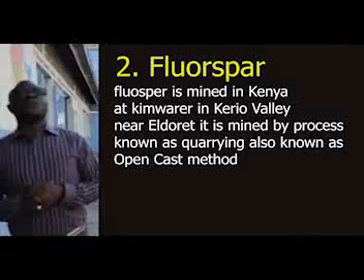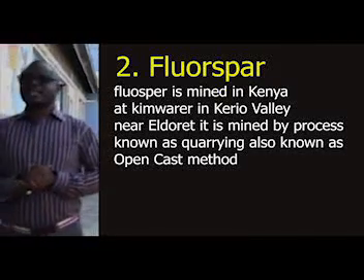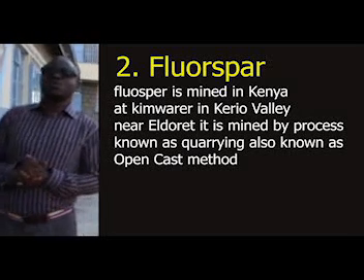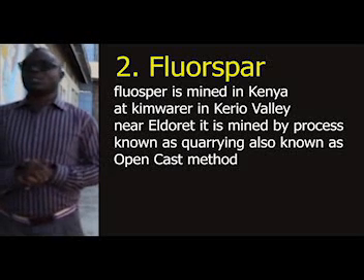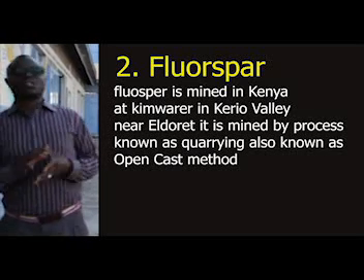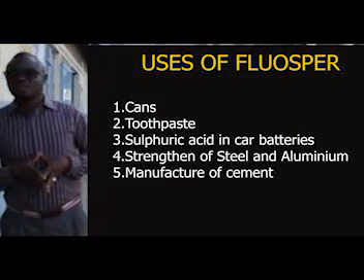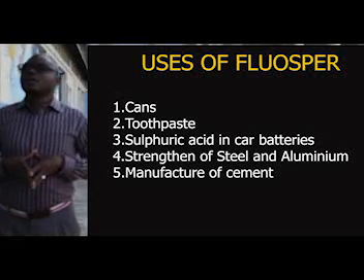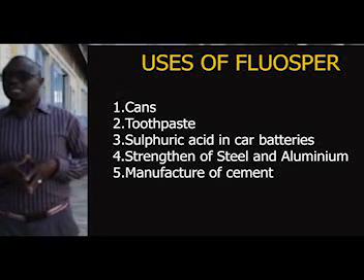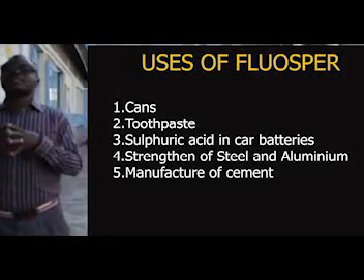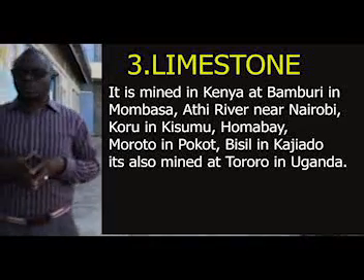My dear pupils, allow me to talk about fluorspar. Fluorspar is mined in Kenya at Kimwarer in Kerio Valley near Eldoret. This mineral is mined through quarrying, or what you call the open cast method. Quarrying is also known as the open cast method. Fluorspar is used in making cans, toothpaste, sulfuric acid that is used in car batteries, strengthening of steel and aluminium, and manufacture of cement.